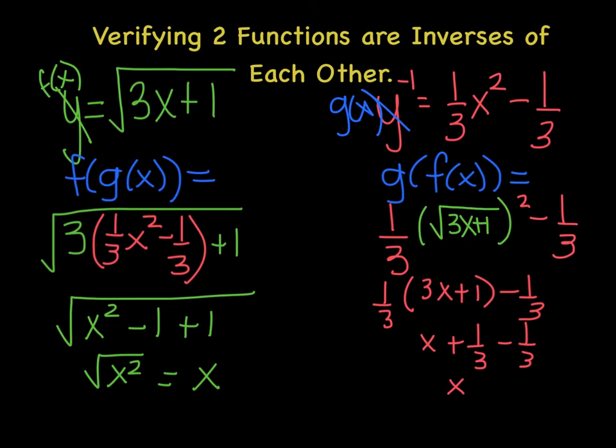To verify that two functions are inverses of each other, this must happen. If they don't both simplify down to x like these did, then they are not inverses. We have just proven that ours are inverses.